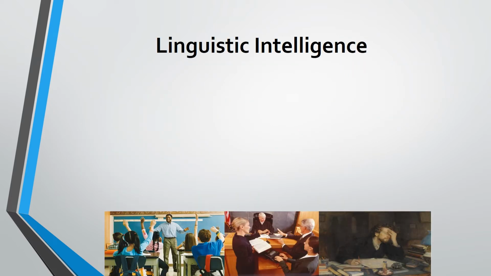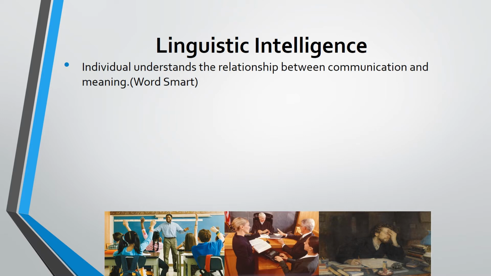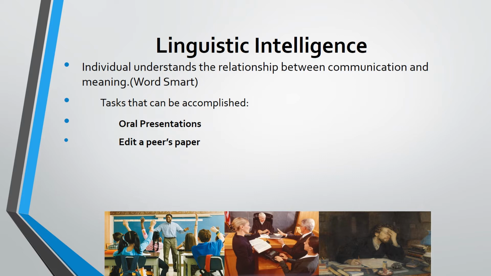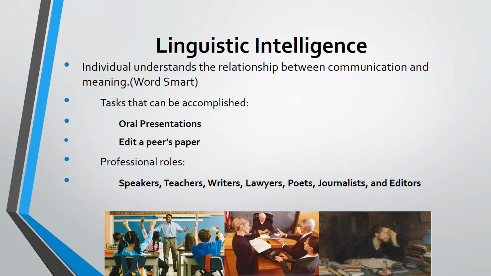The first intelligence we're going to talk about is linguistic. Linguistic intelligence, those are individuals that understand the relationship between communication and meaning. So they're what we would consider word smart. Tasks that can be accomplished by these individuals: they can do oral presentations, they can edit a peer's paper. Professional roles that we may see these types of people in would be speakers, teachers, writers, lawyers, poets, journalists, and even editors.